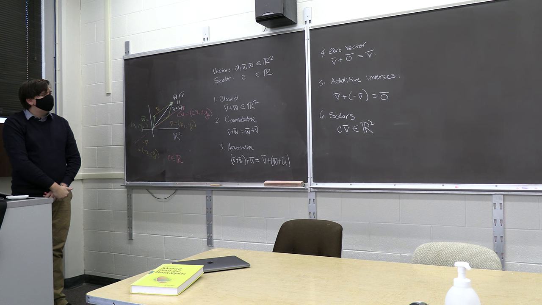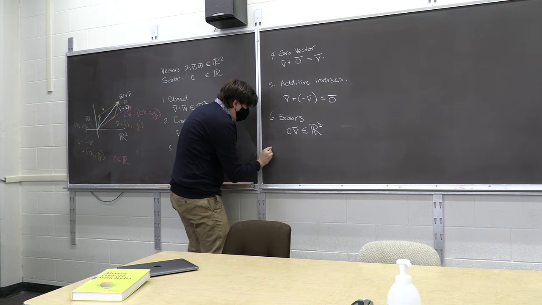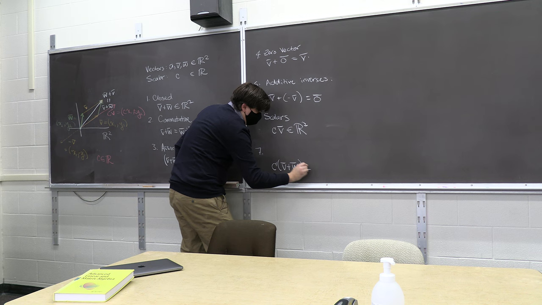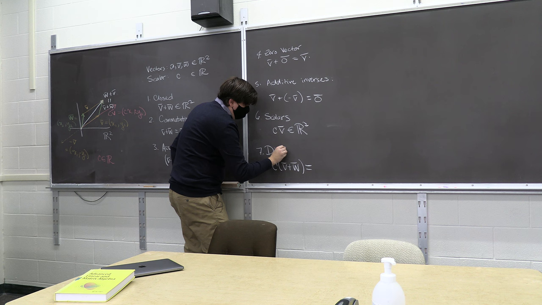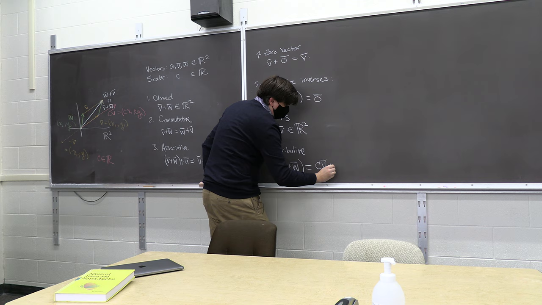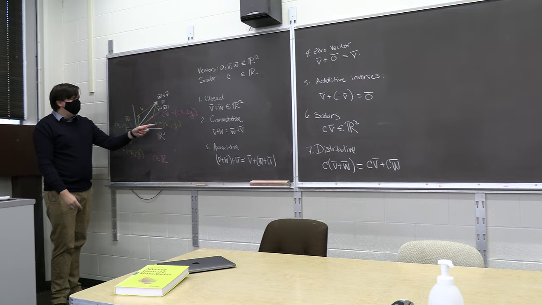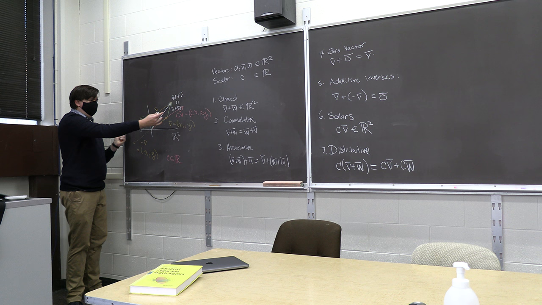Okay. How does scalar play with addition? How does scaling play with your vector addition? We have a distributive law, where it's just C times V plus C times W. And you can check this, right? You can check, well, if I scale both these entries by C, and I scale both the entries in W by C, and then I add them, I can factor the C out.